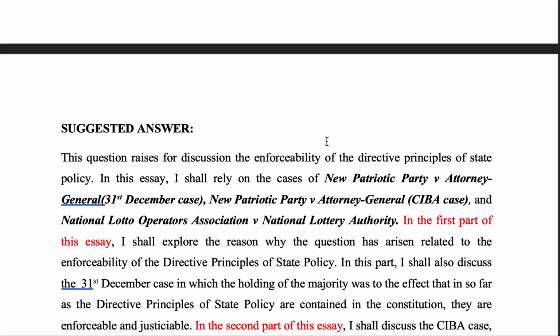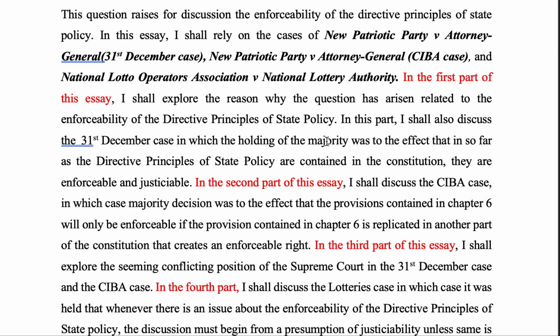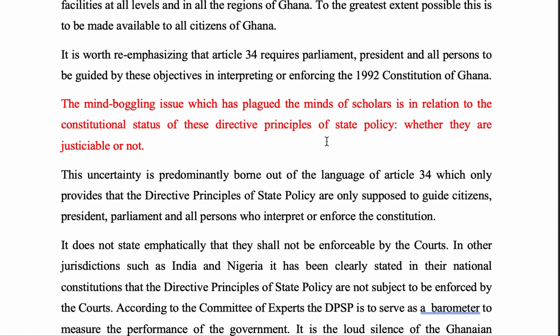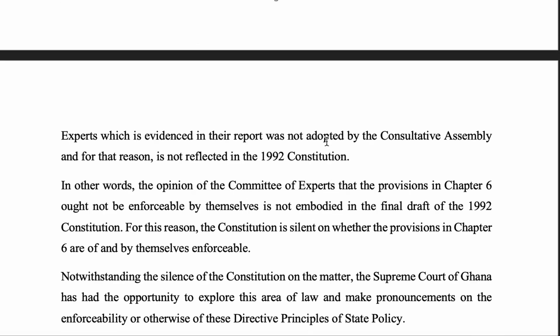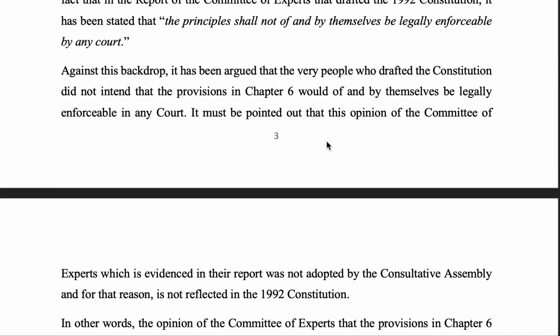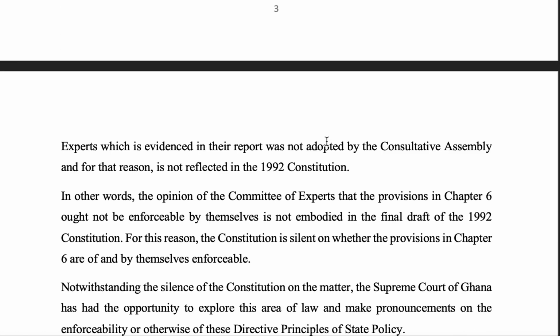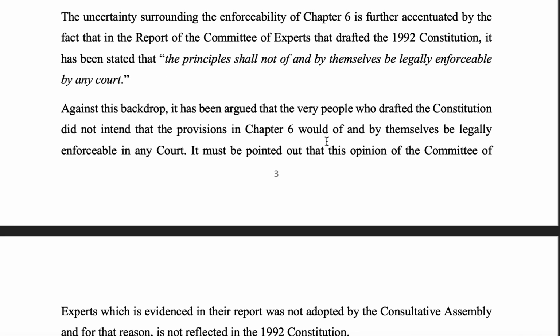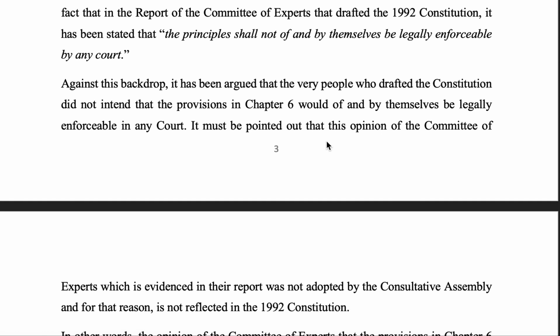Let's go back to our introduction again. What did we say we discussed in the first part? We said that in the first part of this essay, I shall explore the reason why the question has arisen related to the enforceability of the directive principles of state policy. I think at this part, we have dealt with it, because the paragraphs over here have mentioned that the Committee of Experts that drafted the Constitution put over there that the provisions should not by themselves be legally enforceable in any courts.